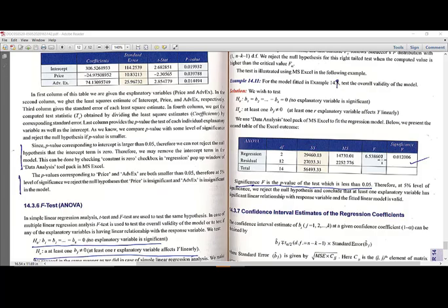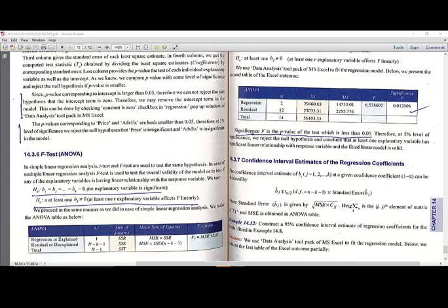6.538607, this is the F value, and the significance F is actually the p-value, and this p-value is to be compared with our level of significance 5%, that is 0.05. As 0.012006 is less than 0.05, we can say that at 5% level of significance, we reject the null hypothesis and conclude that at least one explanatory variable has a significant linear relationship with the response variable, and the fitted linear model is valid.